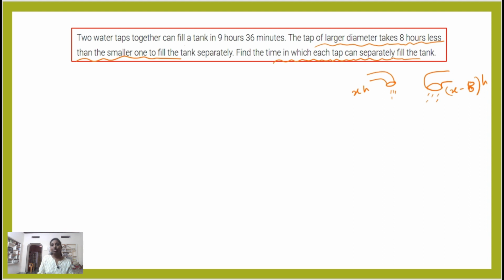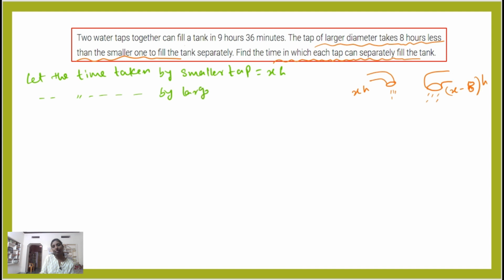Okay. So now let the time taken by the smaller tap to fill the tank separately be X hours. Then the time taken by the larger tap is equal to X minus 8 hours. Now once you recall that concept, I can write the same thing.